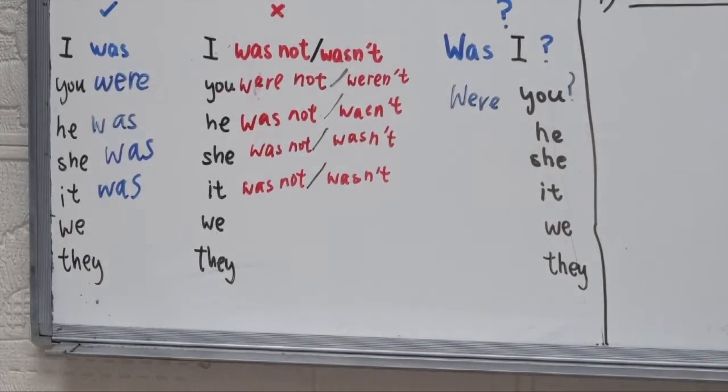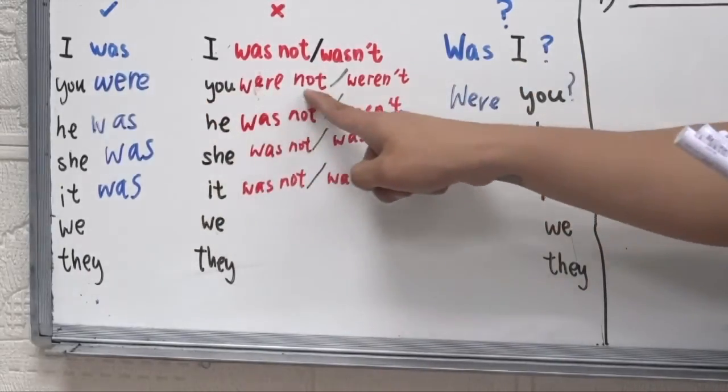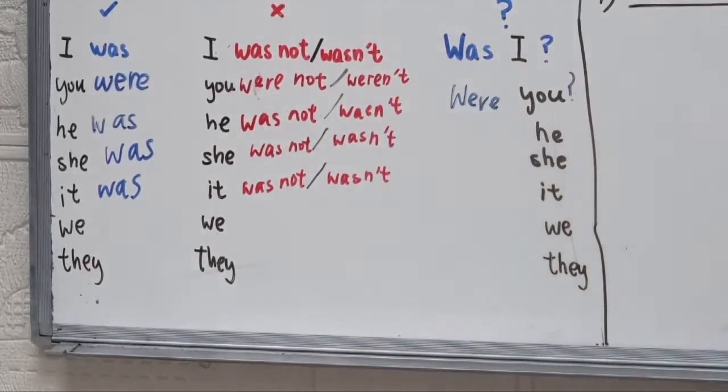Okay? So the only difference here is this one, right? You were not, or you weren't, and then were you, right? So if this is the question for he, she, and it, what should I put for he?